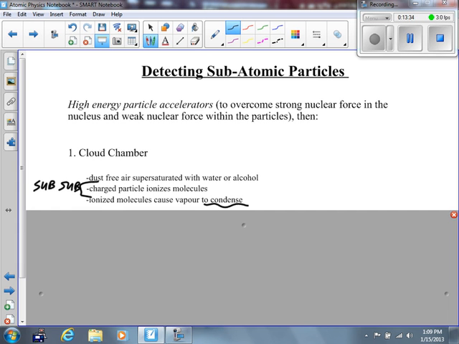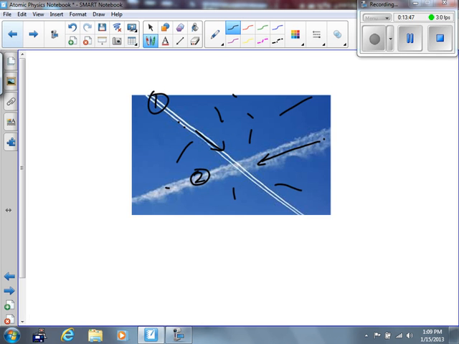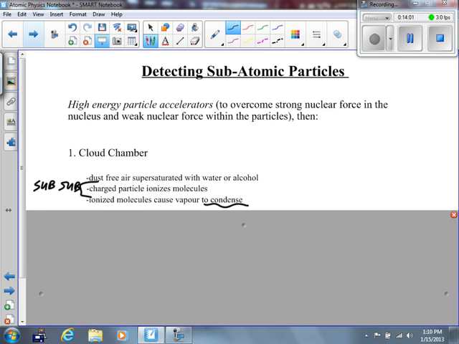So how do we learn something about these subatomic particles when we can't actually see them? We view the trail of the condensation that follows them. You were able to tell me a whole lot about these airplanes simply by viewing the condensation trail that followed them. We're able to determine a whole lot about these particles that make up protons and neutrons simply by observing the cloud path or the condensation path that follows them. Does that make sense?